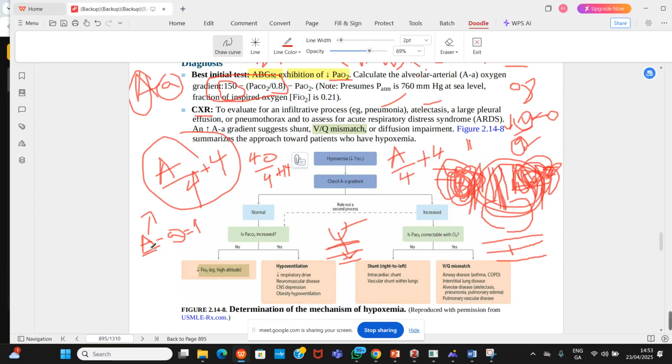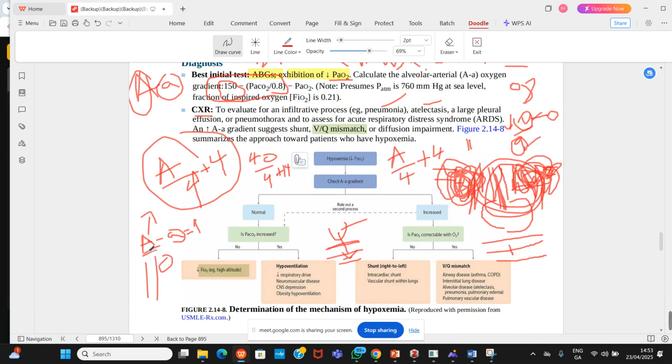But the ones that will affect big A are something that is affecting the atmosphere. Either you are breathing oxygen at a very high altitude that has a very low atmospheric pressure, or the person is hypoventilating. You are not even taking oxygen because you're hypoventilating. How do you want to take oxygen into the lung? You cannot because you're hypoventilating. So in these two scenarios, big A is going to drop. And when big A drops, definitely it's going to drop small a.